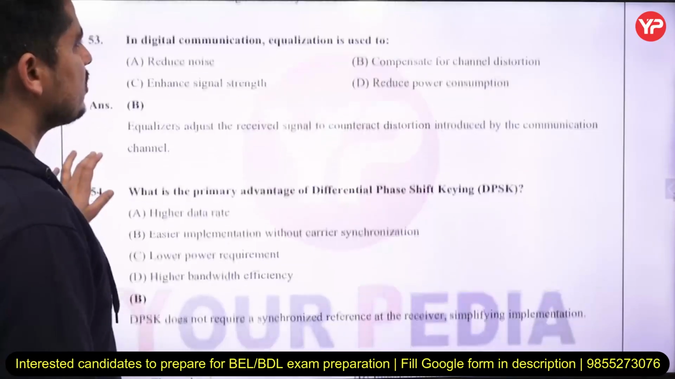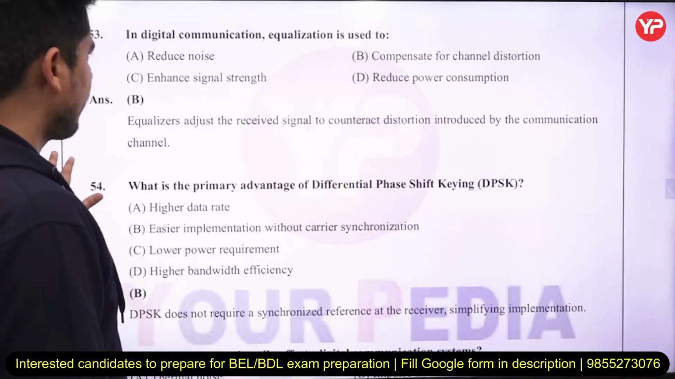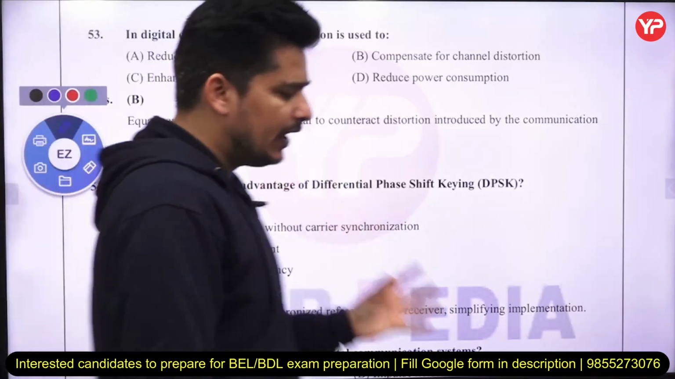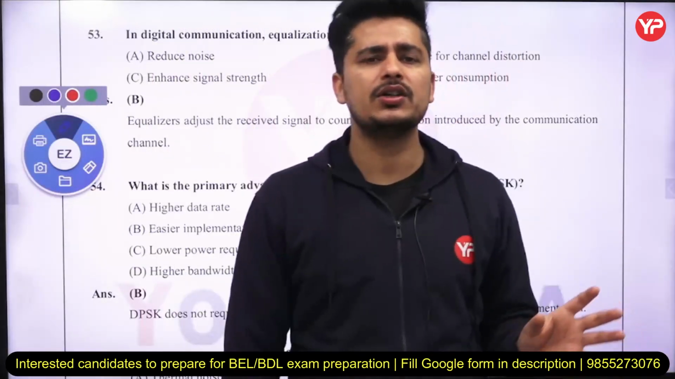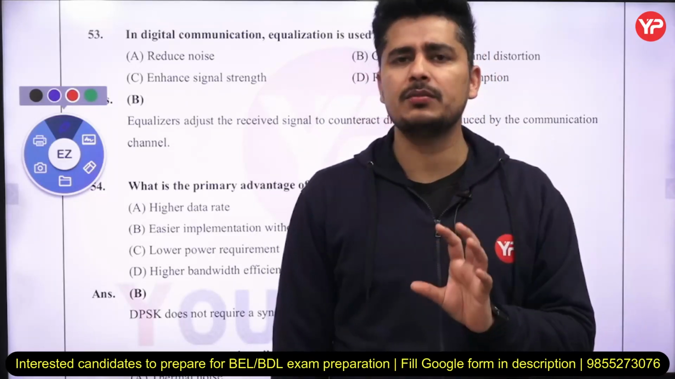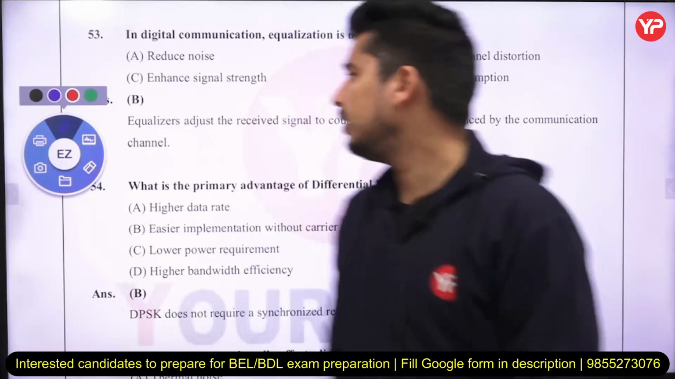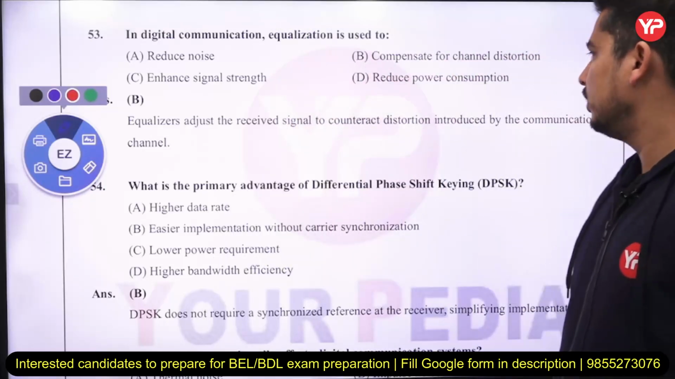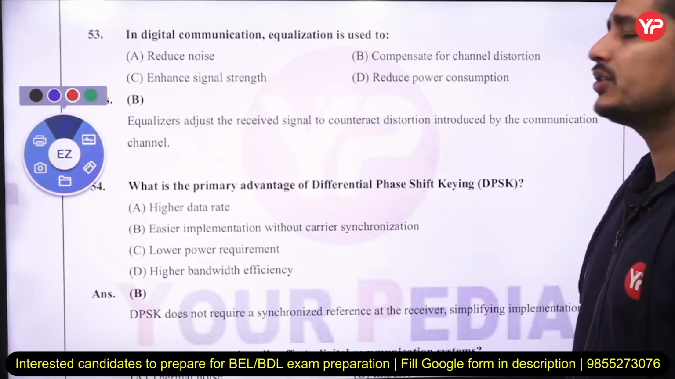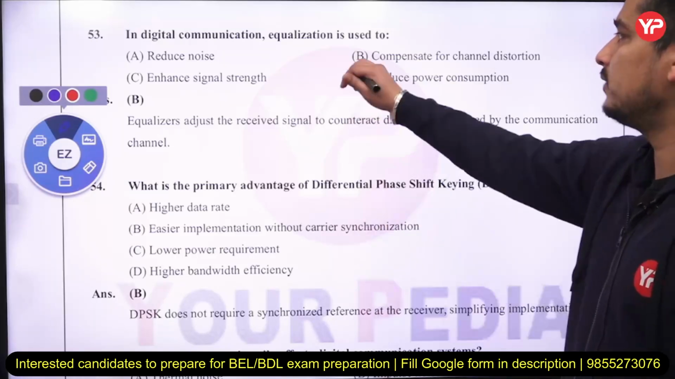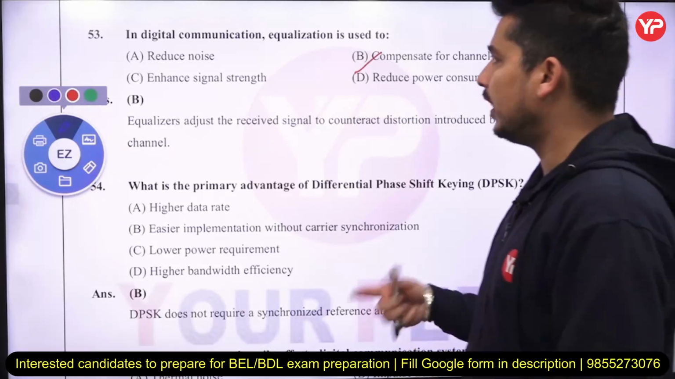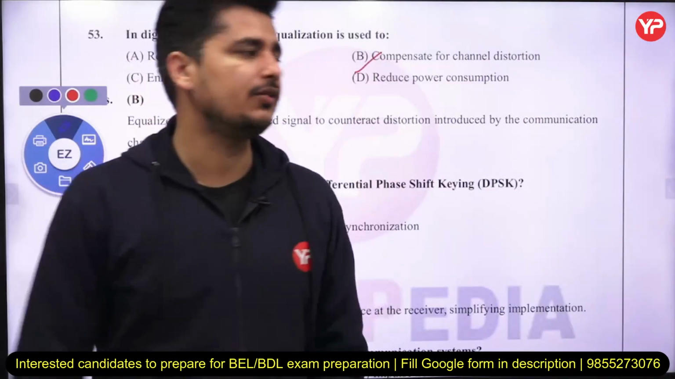In digital communication, equalization is used to, see, the equalizer is placed at the receiver side. What it does is reverse the effect provided by the channel. Sometimes whenever you transmit through the channel, the channel distorts your signal, so the equalizer compensates for the distortion of the channel. That will be the answer. The equalizer reverses the distortion introduced by the channel.